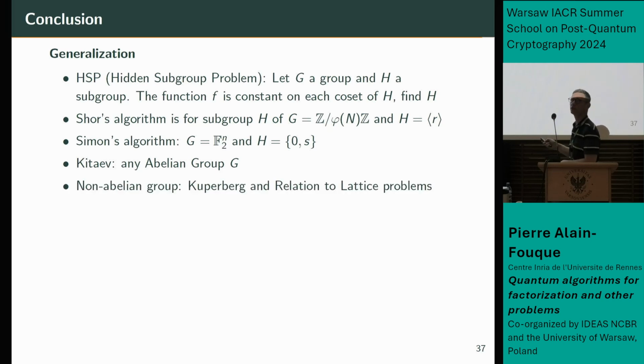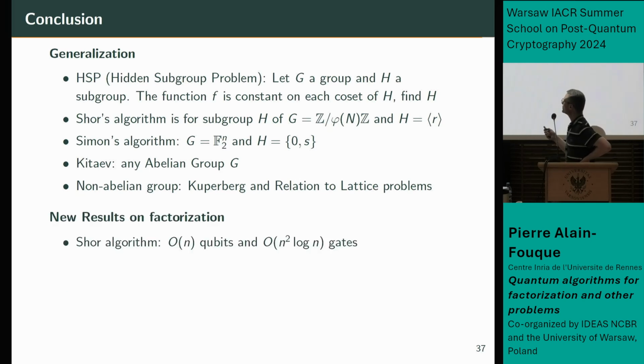And for non-abelian groups, this is a very interesting case, because you have some algorithm which can be described by Kuperberg. And also Regev showed some very interesting relation between breaking some lattice problem and solving the HSP problem for some non-abelian group. A lot of results are known now on this kind of result. So if you want to break lattice problems, this can be an interesting case to look at what kind of special non-abelian group you can solve.